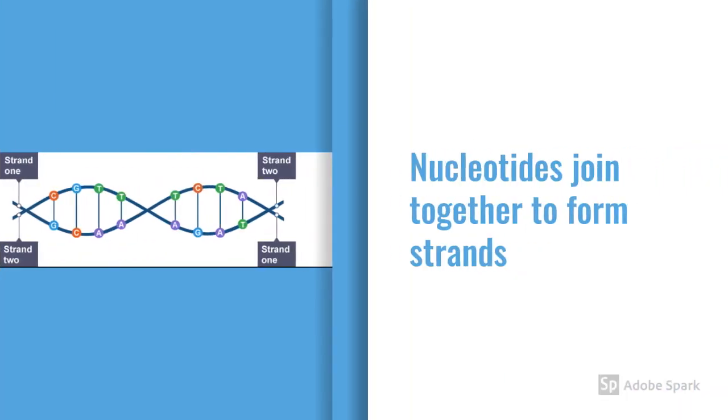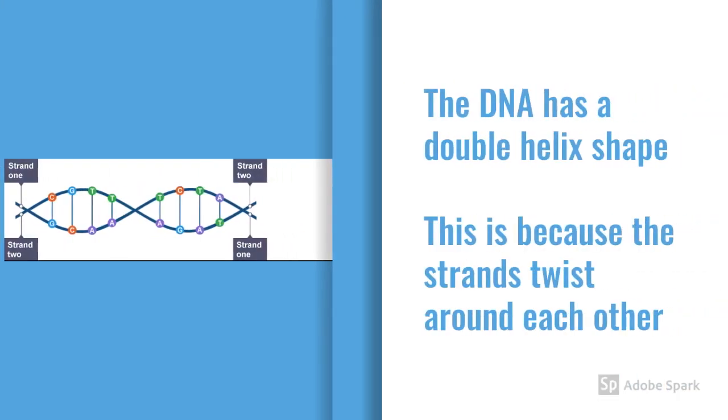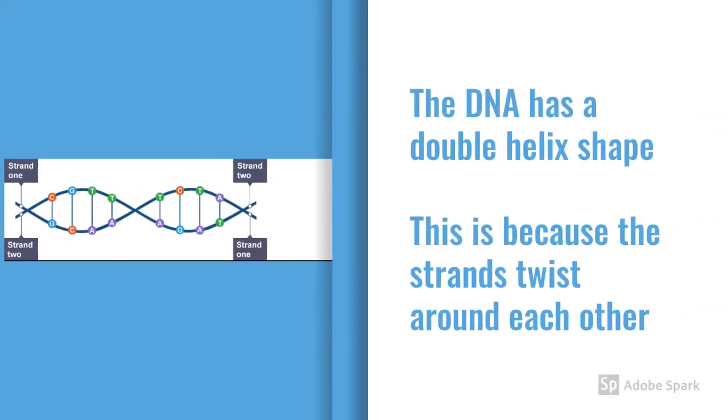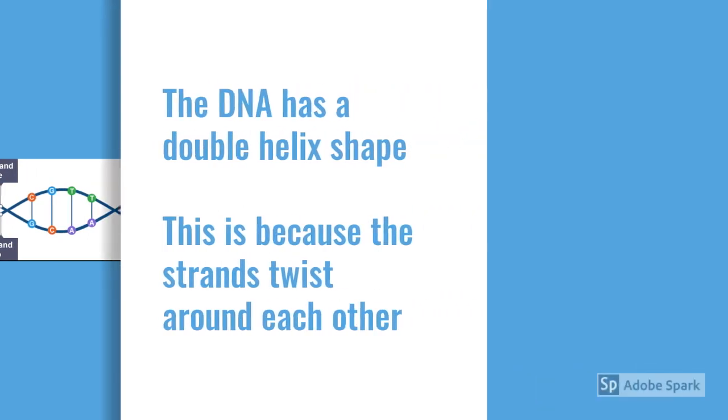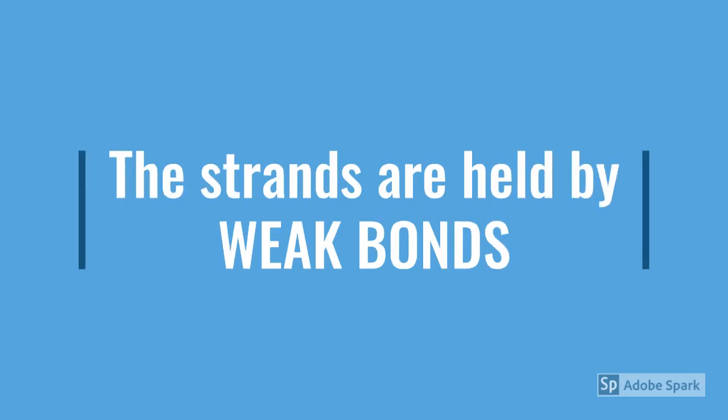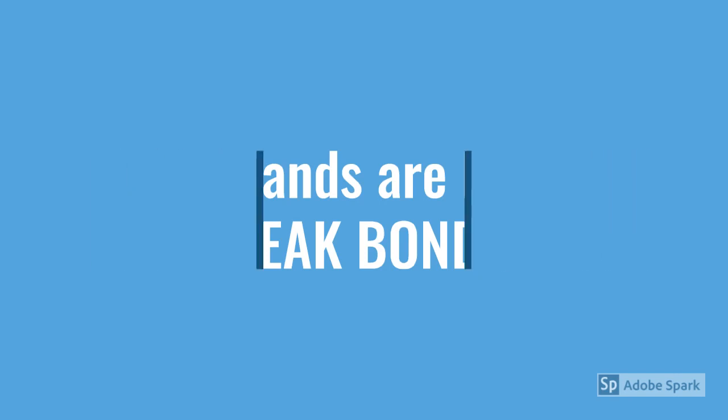The nucleotides join together to form strands. If you look at the shape of DNA, you can see that it's twisted. This is called a double helix shape, and that's because the strands twist around each other. But what holds the strands together? Well, they're held by, if you do chemistry, this might sound familiar, hydrogen bonds between the base pairs. All you need to know, though, is that they are held by weak bonds.